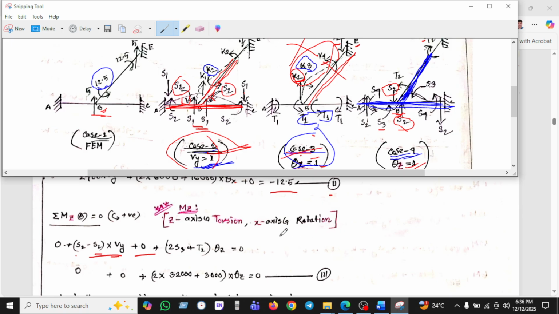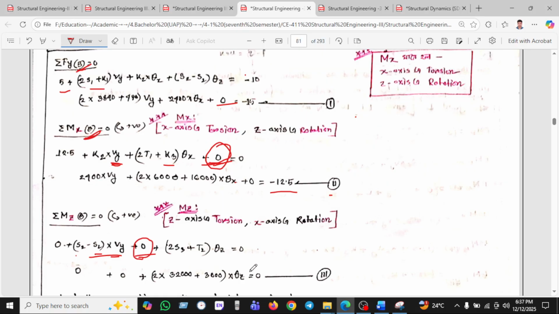Now we'll go to the x axis for rotation. This is the x axis in the diagram, but there is no rotation, but there is a torsion, so we could not use any data. Why? Because we are calculating moment z axis at point B, so the torsion will be z axis and the rotation will be x axis. That's why this is 0.